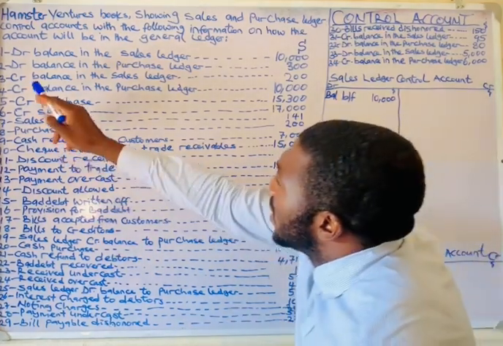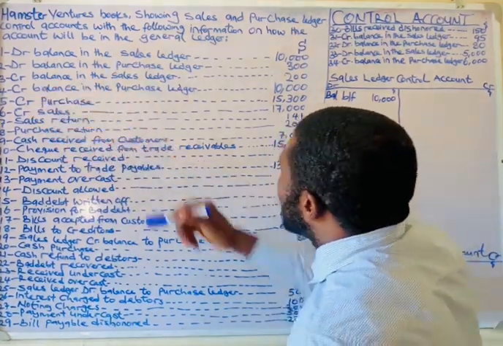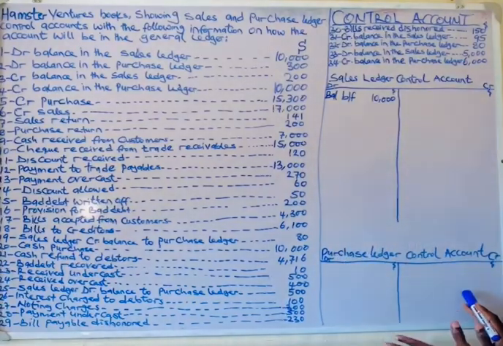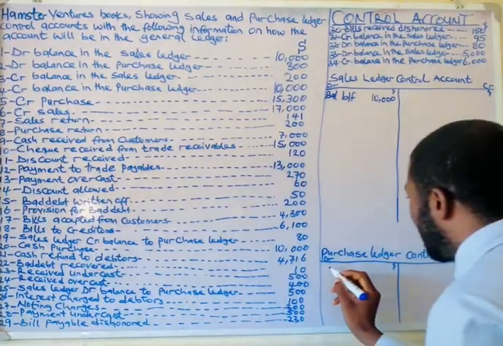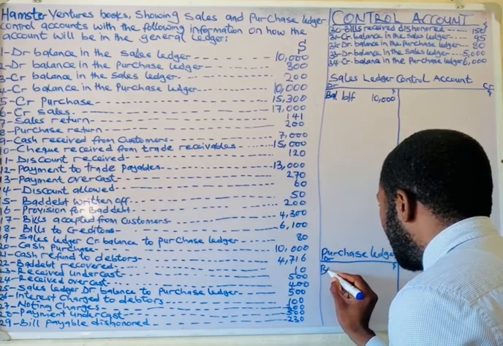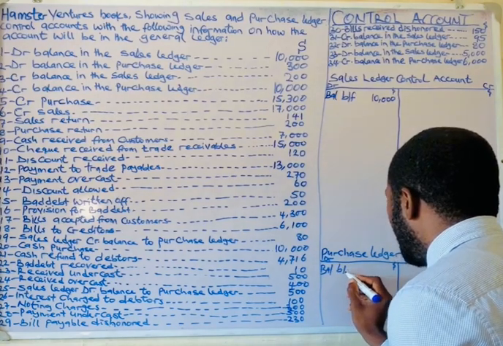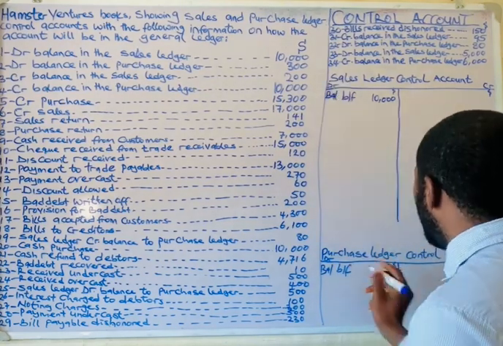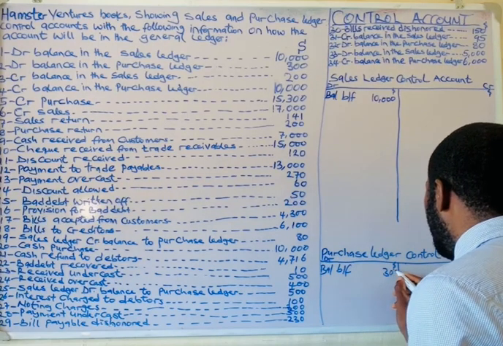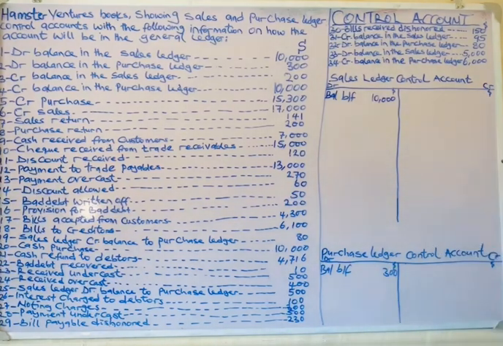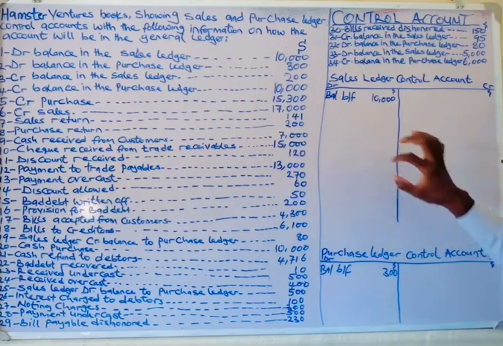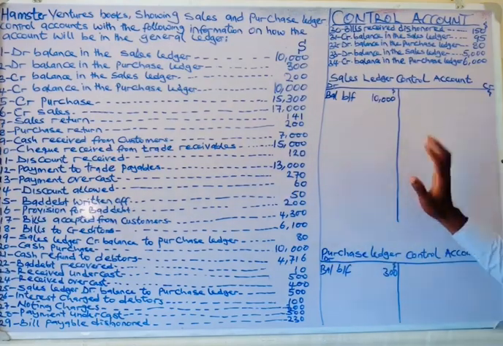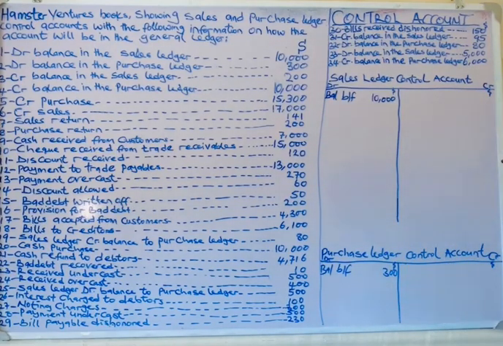Number 2, debit balance in the purchase ledger. You go to your purchase ledger at the debit balance, say balance brought forward of $300. Simple as that. You just be putting the transactions. We've mastered our format, so now we'll just be doing it as if we are playing.